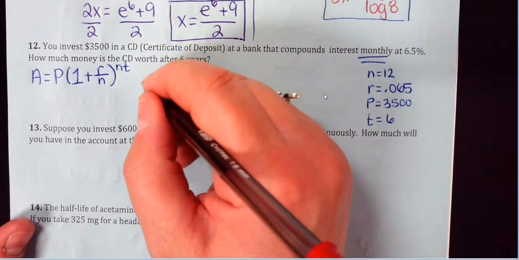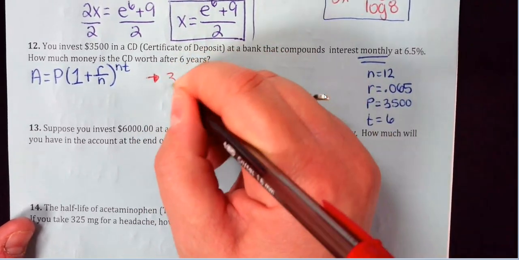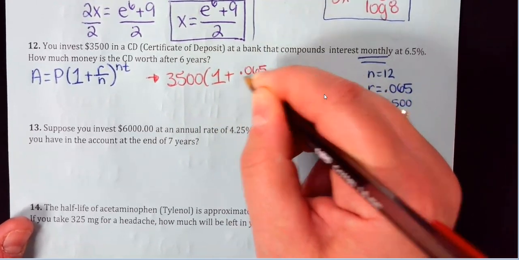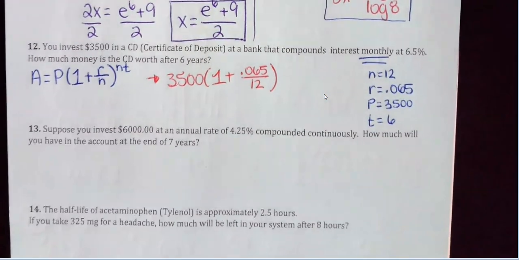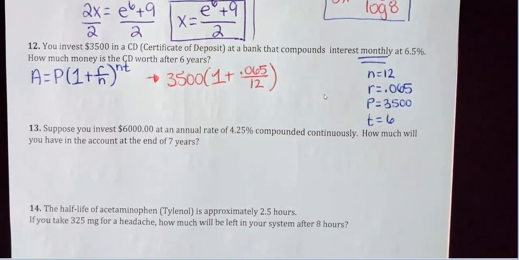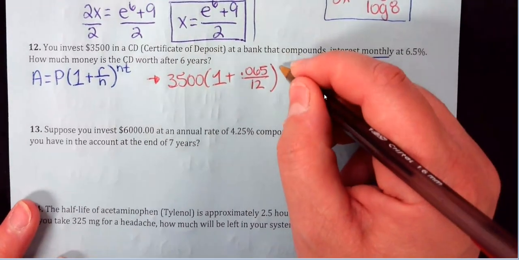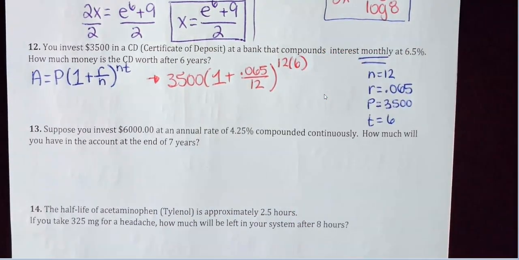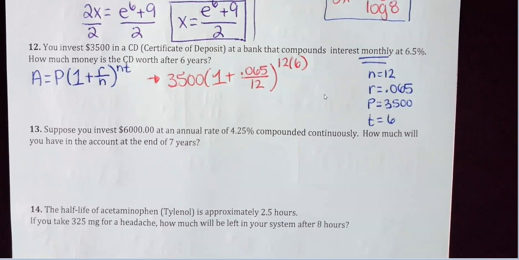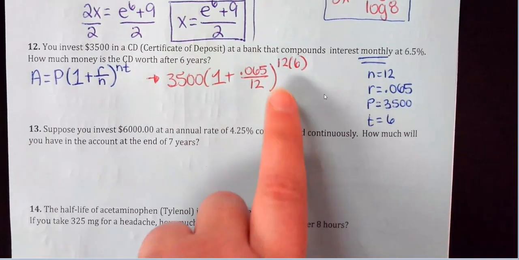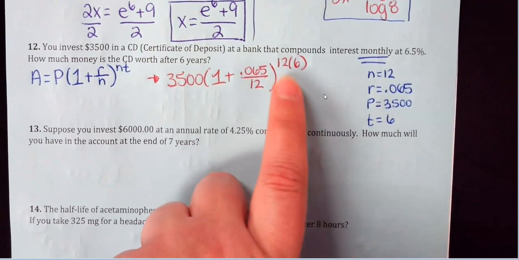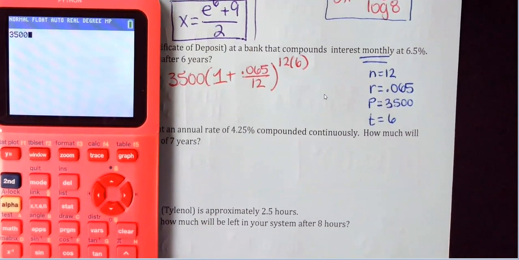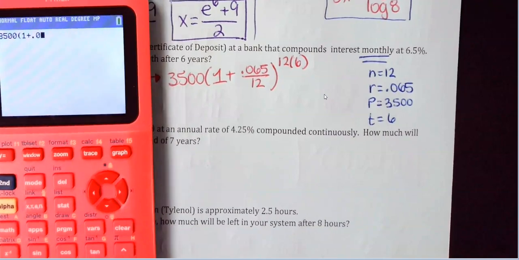So for this particular question, we would have 3,500, and then 1 plus 0.065 over 12. That number of times compounded goes in twice, so we're going to put that under that 0.065. And then the exponent is the number of times compounded multiplied by how long it's in the bank. The only thing I would say to you, if you have an 83, you're just going to have to either figure out what that exponent is or put that in parentheses either way. If you have an 84, you'll be able to see the exponent. So I'm literally just typing this exactly as it appears in my calculator. It should do it for you, no problem.